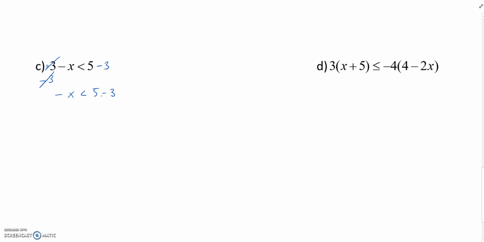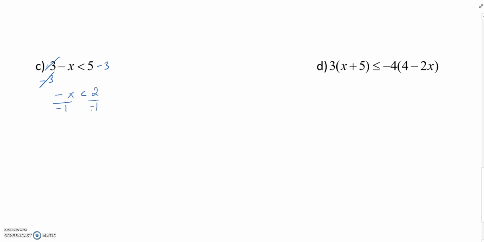Looks like I've isolated x, but there's still that negative sign there. In order to get rid of that, I'm going to divide through by negative 1. You can do it like that, or sometimes when we've got the two values there, I like to do it like this. Really what we should have done, though, is simplified 5 minus 3. And 5 minus 3 is 2.